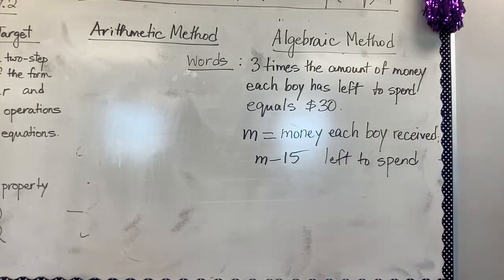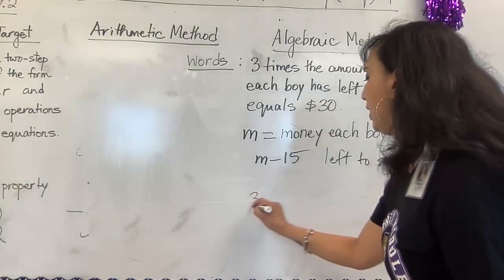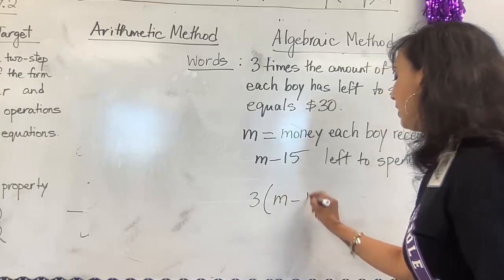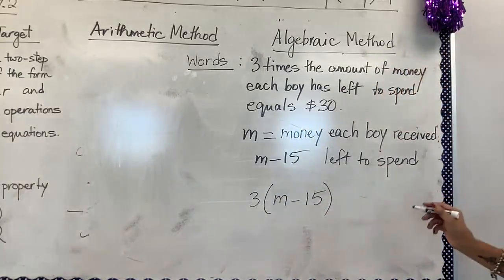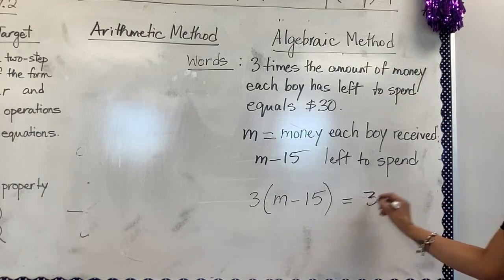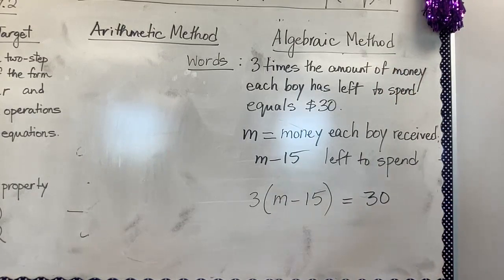All right. Now, the equation would be, since we're talking about three boys, because Jamie and two cousins, so that's a total of what? Three children, right? So the equation would be 3 times m minus 15 is equal to 30. So the next step would be to solve the equation.